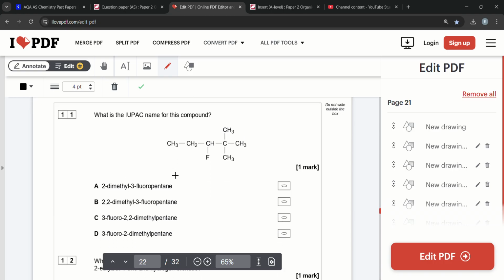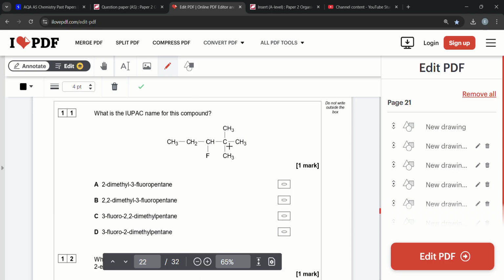What is the IUPAC name for this compound? 2,2-dimethyl, 3-fluoro. Actually, we have to start with fluoro because it's in alphabetical order, so it can't be either C or D. Starting with the fluoro, 3-fluoro, 2,2-dimethylpentane. So it's C.